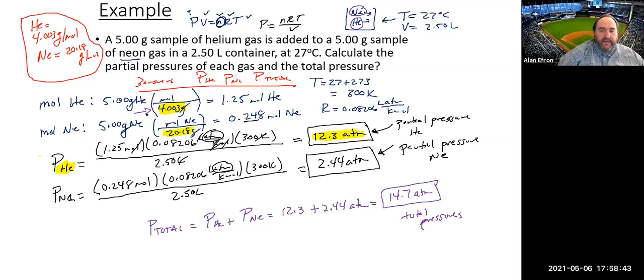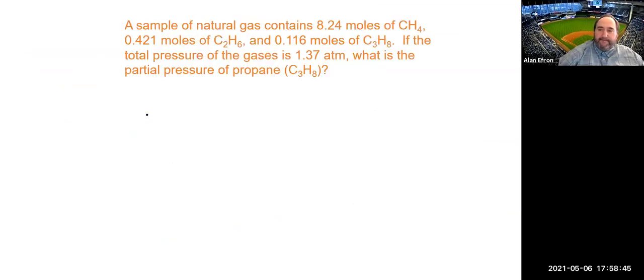Okay, then let's try another one here, see what you come up with. A sample of natural gas contains 8.24 moles of methane, 0.421 moles of ethane, I'm going to try to not fail organic here, and 0.116 moles of propane. If the total pressure of the gases is 1.37 atmospheres, what is the partial pressure of propane? All right, take a few minutes here, see what you come up with.